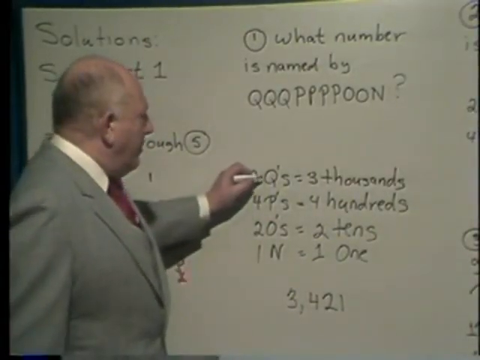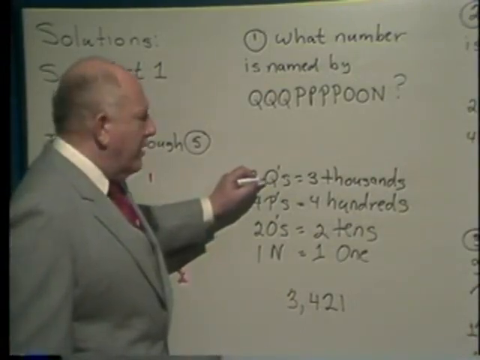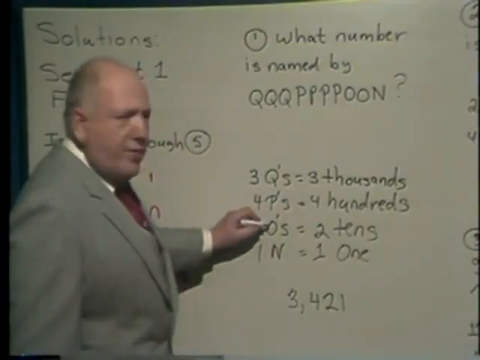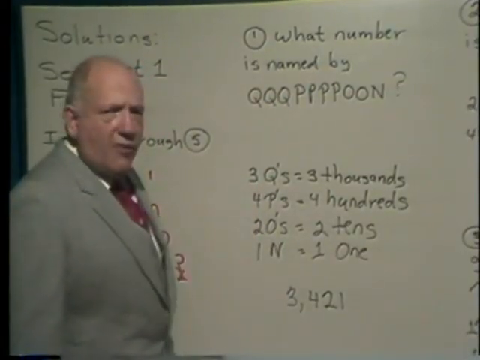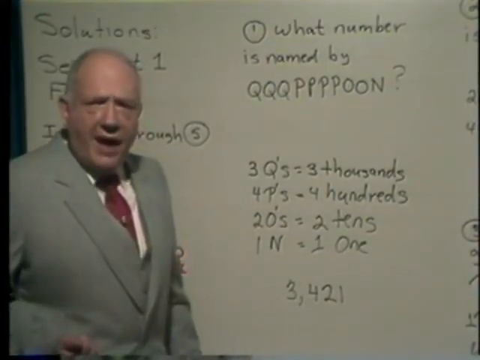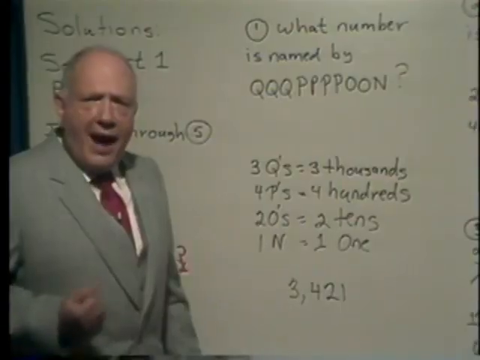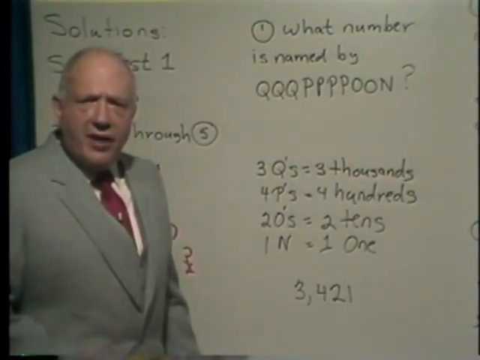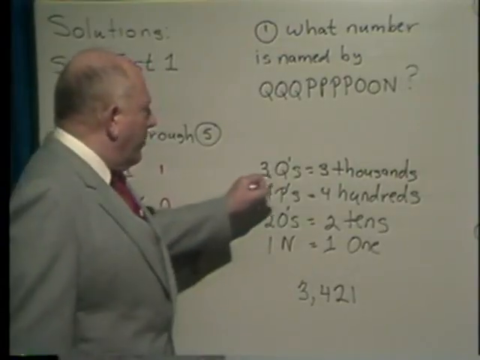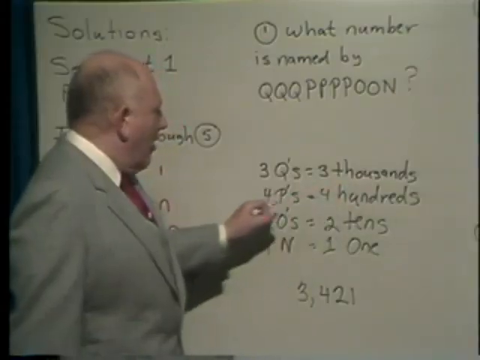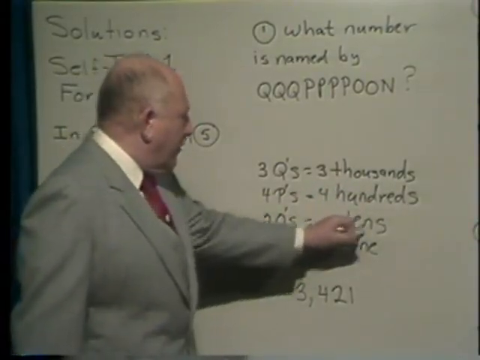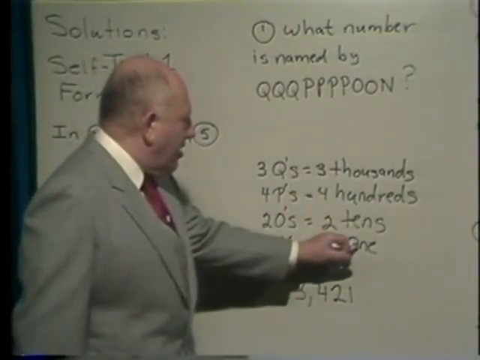Now you have to remember what these nouns represent. Q stands for 1,000, P stands for 100, O stands for 10, and N stands for 1. Is there any logic behind that? No. That's what we mean by an arbitrary or an artificial language. Symbols are made up, and you just accept them. So we have 3 Q's, which mean 3,000s, 4 P's, which stands for 400s, 2 O's, which stands for 2 10s, 1 N, which stands for a 1.